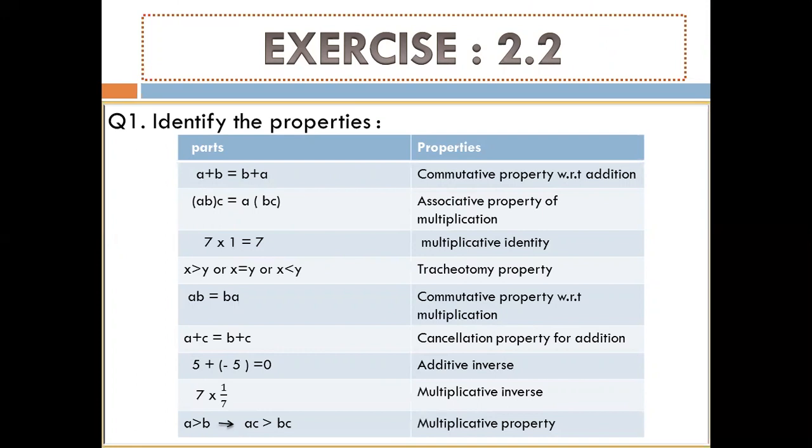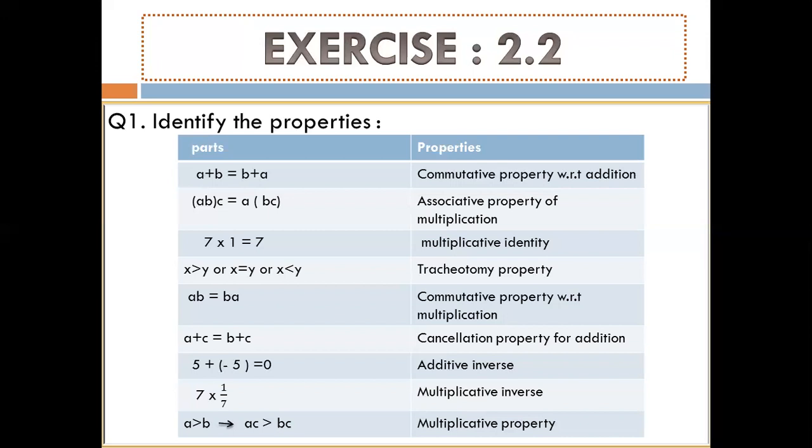Yes, question number 1. A plus B is equal to B plus A. You see clearly that B and A both change their position and they have a positive sign. It means that they hold the commutative property with respect to addition. WRT means with respect to. The next is A, B and C. There is no sign, it means that there is a multiplication sign. And B changes the partner. On the left hand side, A is the partner of B, and on the right hand side, B is a partner of C. So this is the associative property with respect to multiplication. 7 multiplied by 1 is equal to 7. Very easy. This is the multiplicative identity.